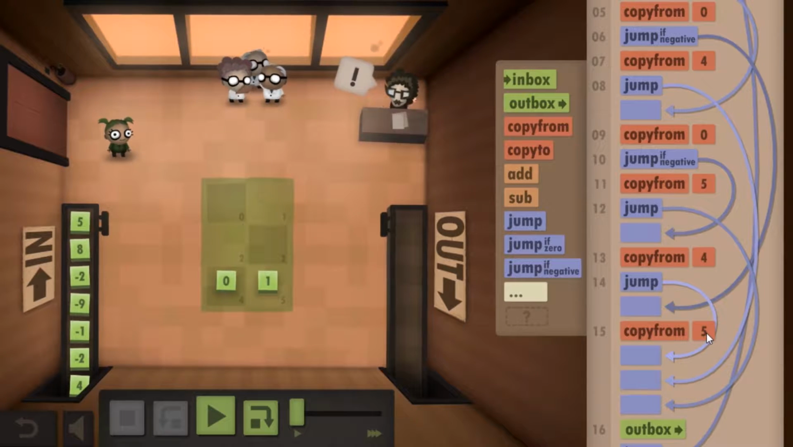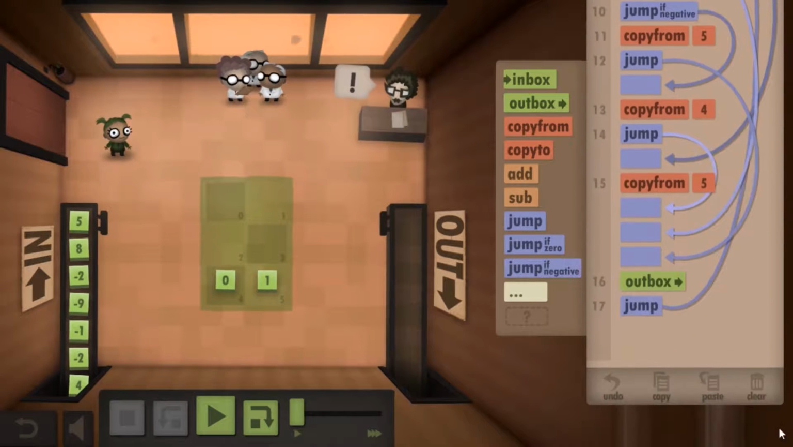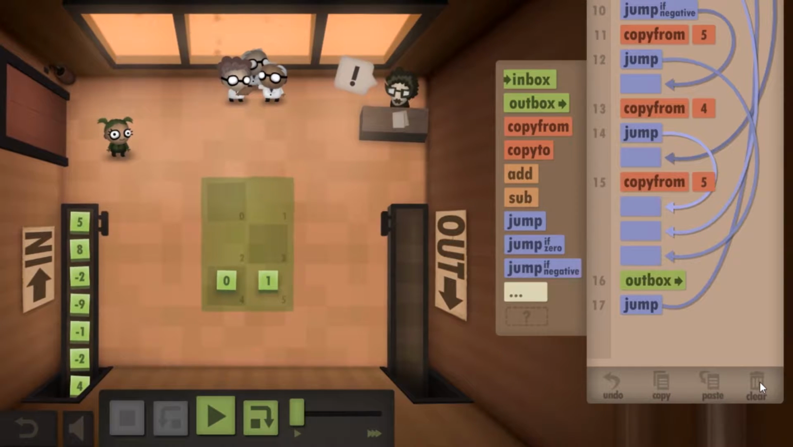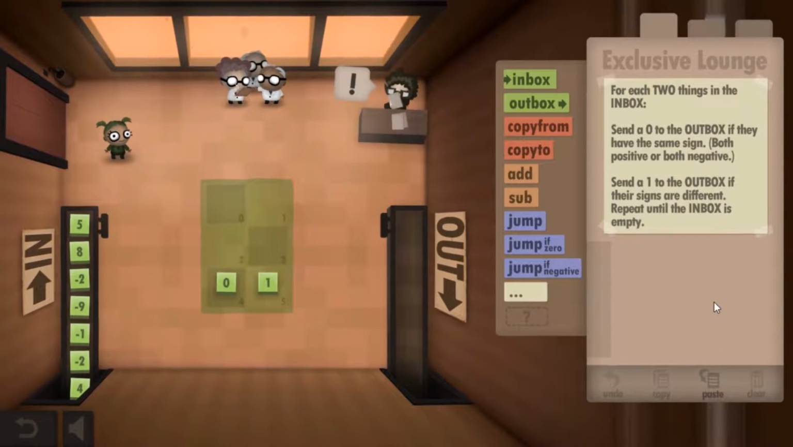Spaghetti Junction, what's your function? Making code unreadable. Yeah, clear. Just send that code to hell.